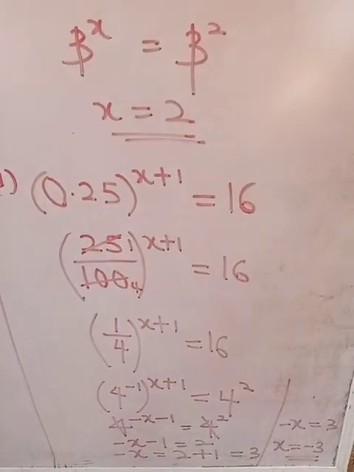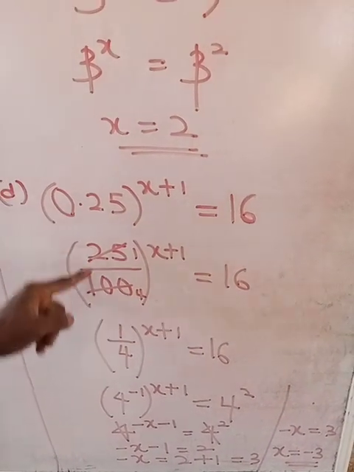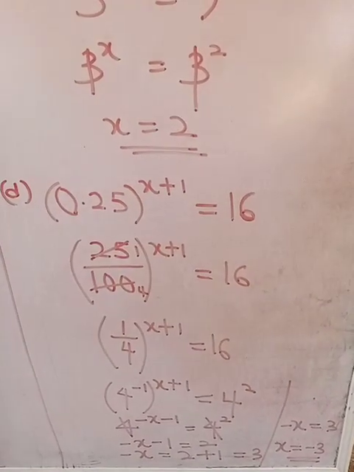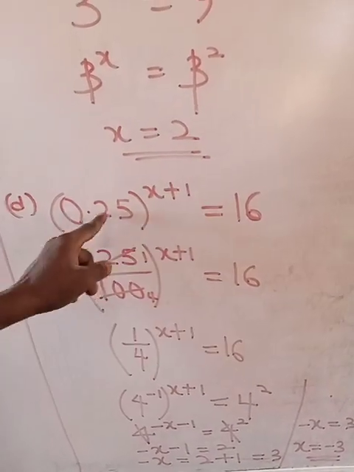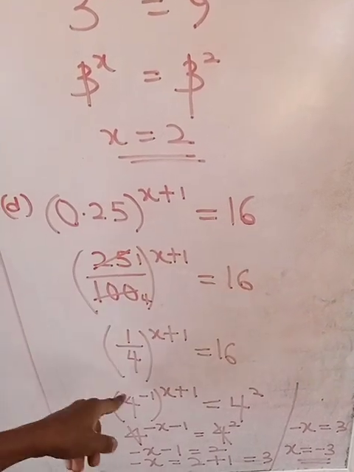Check it again. 0.25, you change it to fraction. The point becomes 1. The 0 is inconsequential. 0.25 has 2 figures. That's why 2 zeros. Then you divide it. You have 1 over 4.